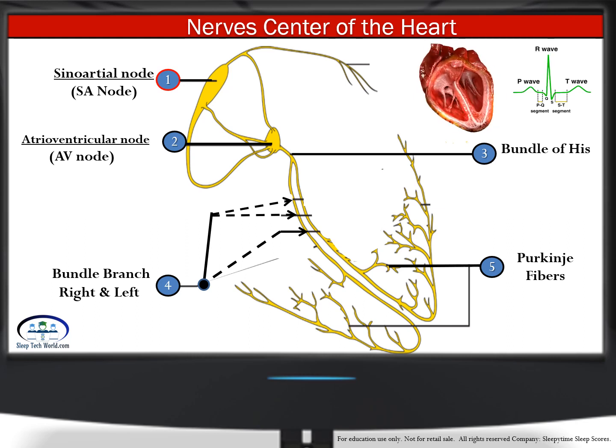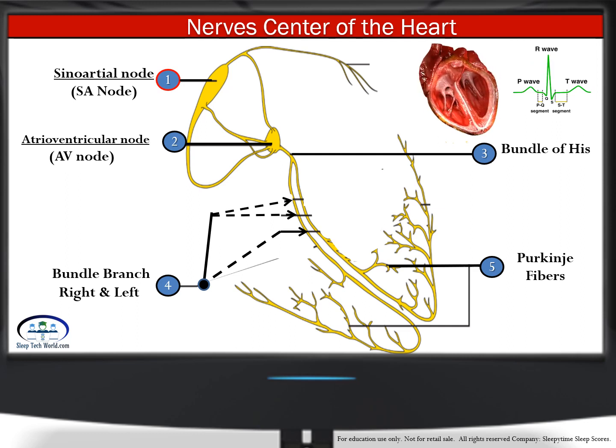depolarization. Next, the electrical impulse travels from the sinus node to the atrioventricular node, or as we normally call it, the AV node. Once the pulse reaches the AV node, the signal slows down for a very short period. Then it continues down the conduction pathway to the bundle of His, located inside the ventricles. It's important to note the bundle of His divides into right and left pathways called bundle branches.